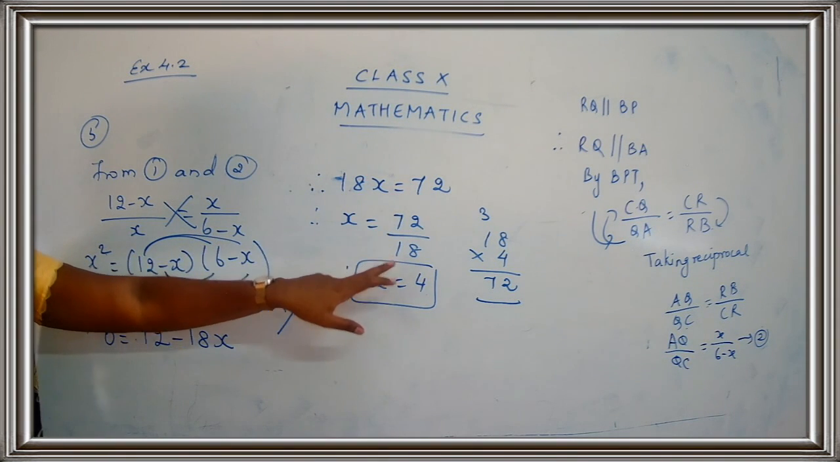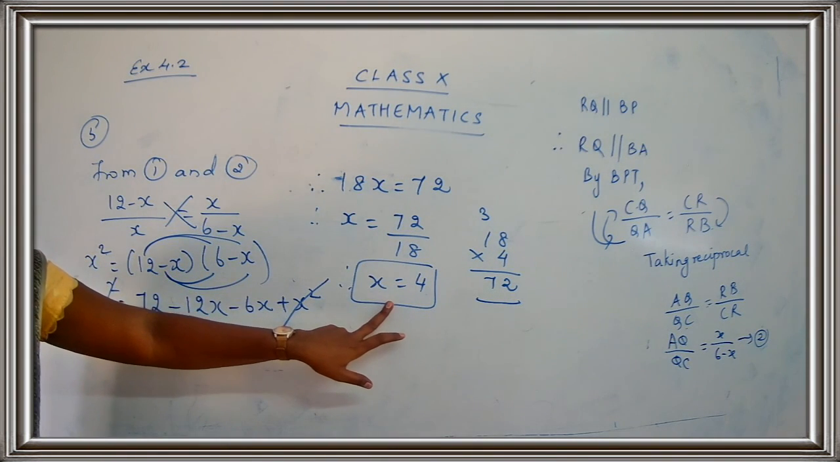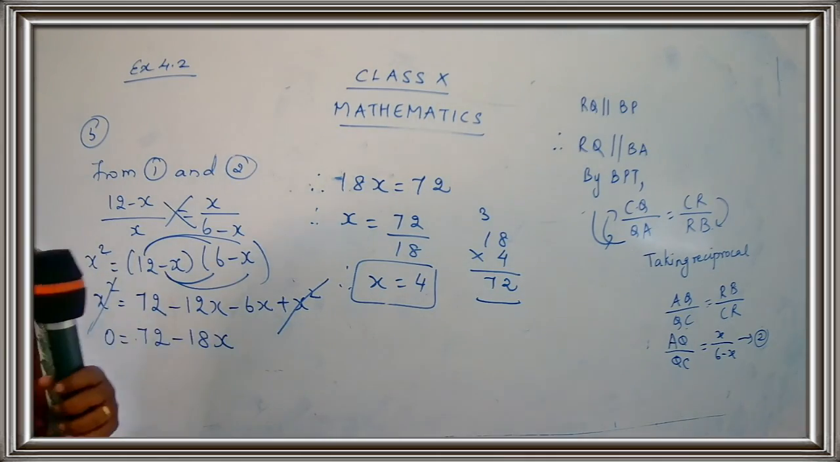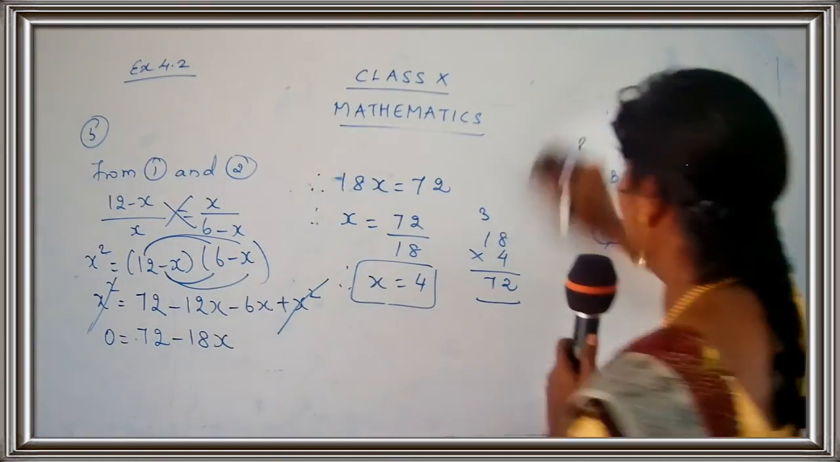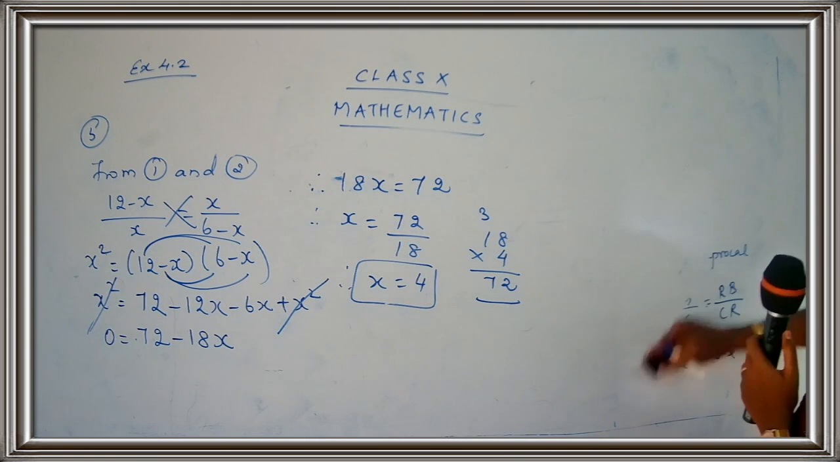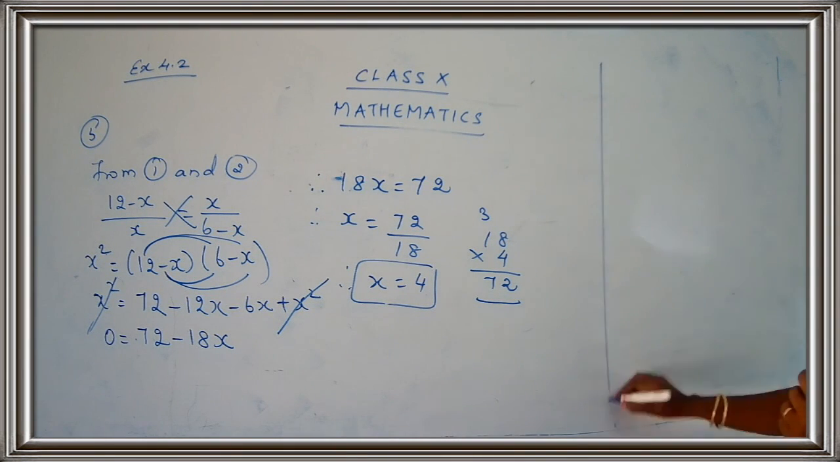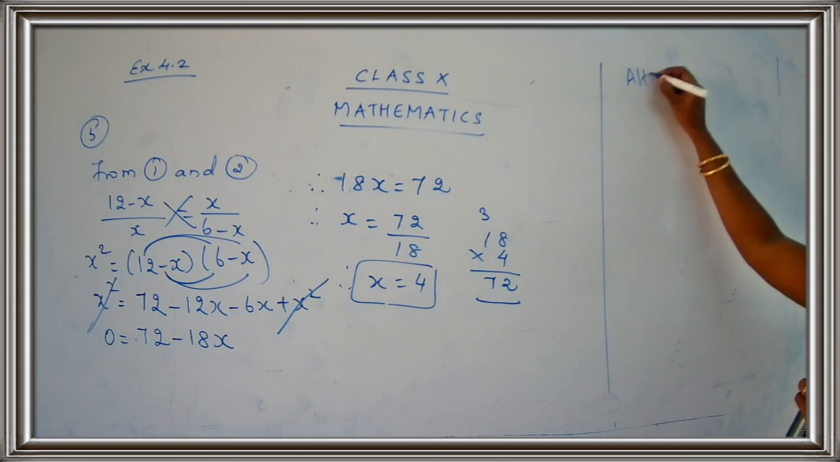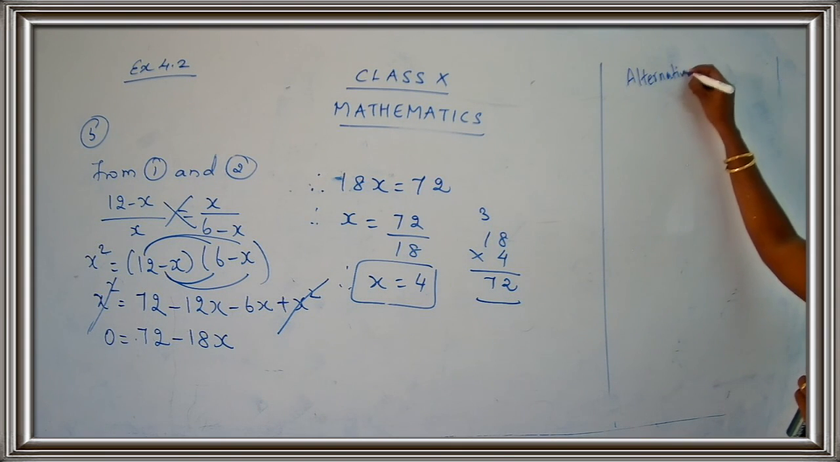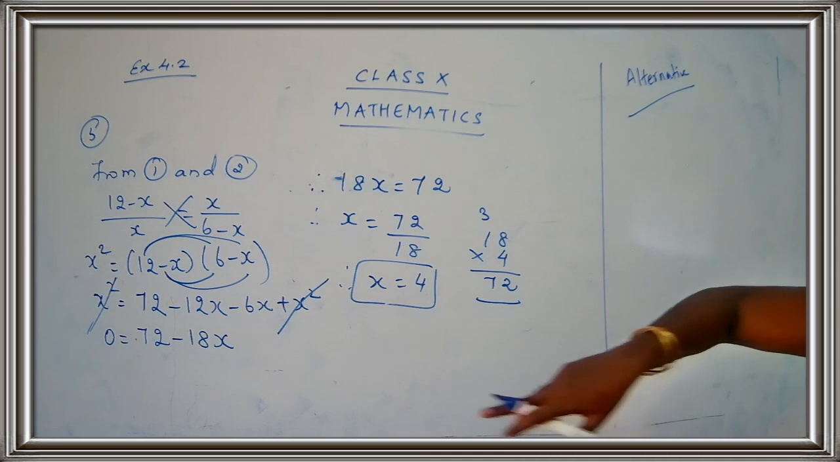You can cancel a term when it is the same, and the sign also should be the same. So 72 minus 18x. Here I have a minus sign. Okay, children? So I'm going to bring this to the LHS. So 18x is equal to 72. X is equal to 72 upon 18. You get the value for x is equal to 4.